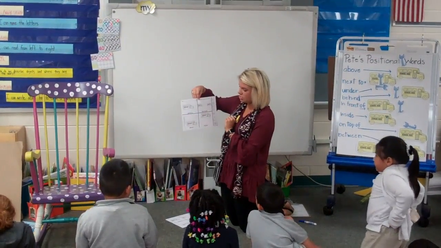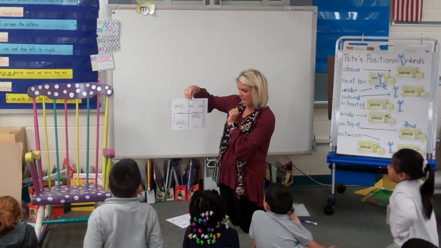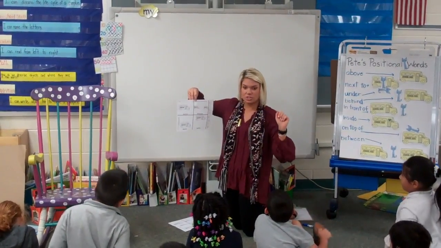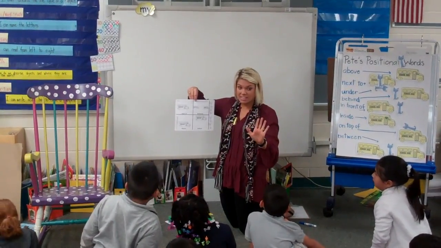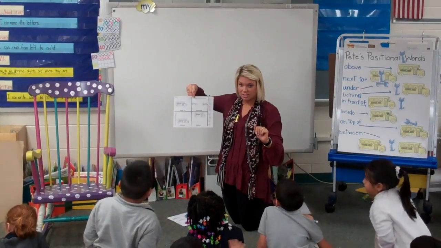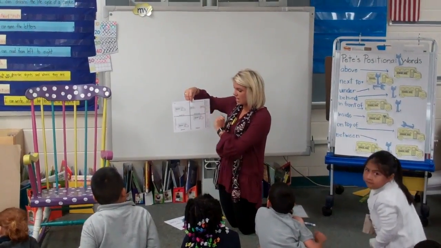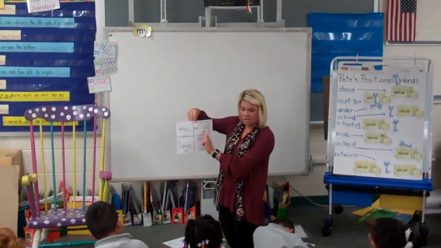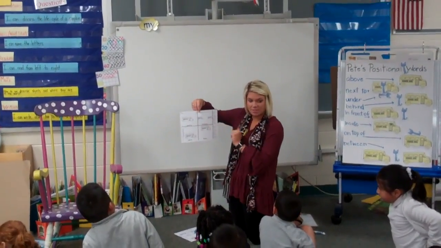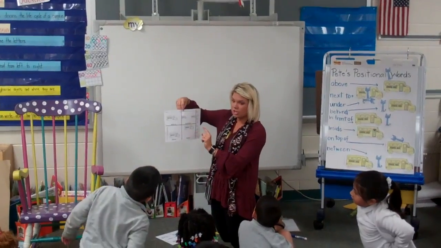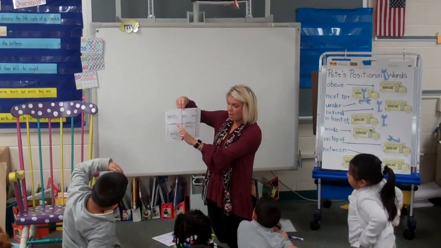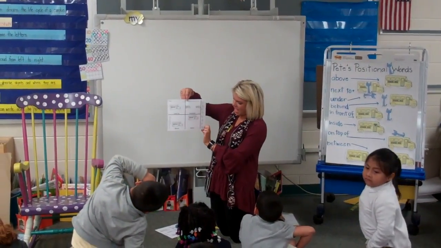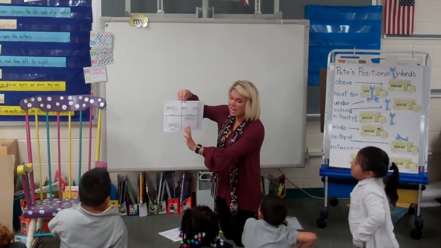This one says next to. So if I was to cut out my Pete the cat and put him next to the bus, you guys have to figure out where to put him, okay? So on the first one, you're going to cut your Pete out and put him next to the bus. The second one, you're going to put him between the bus. The third, you're going to put him above the bus. And then on this one, you're going to put him below.